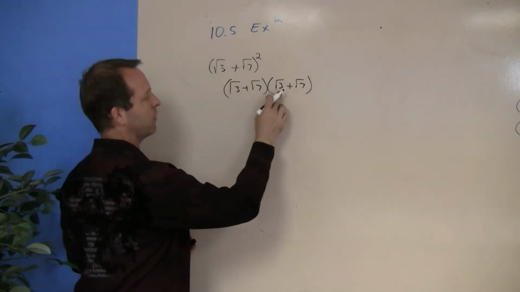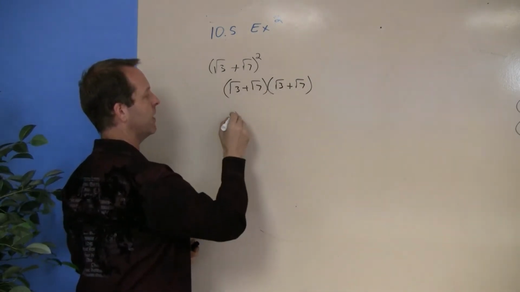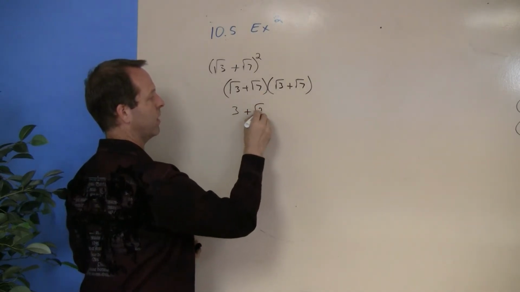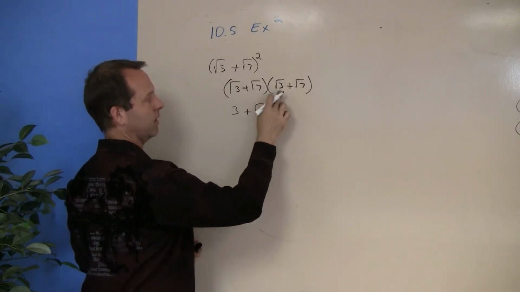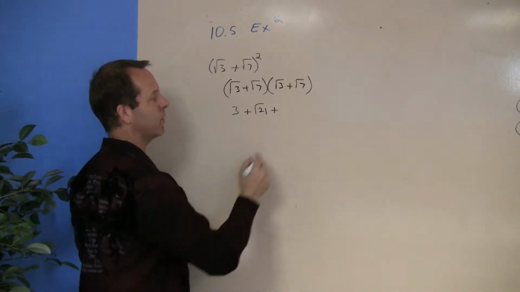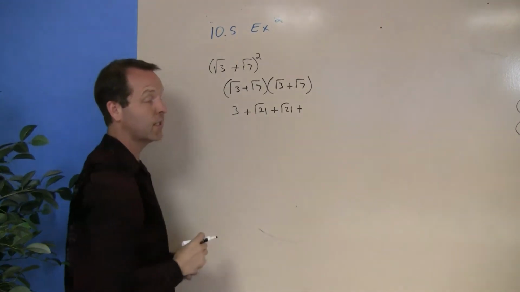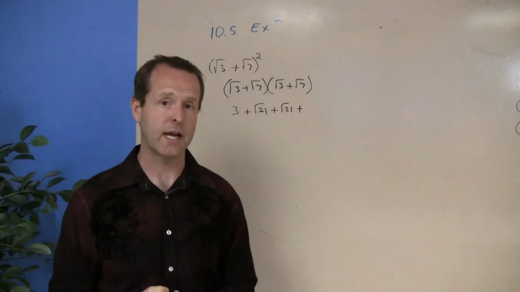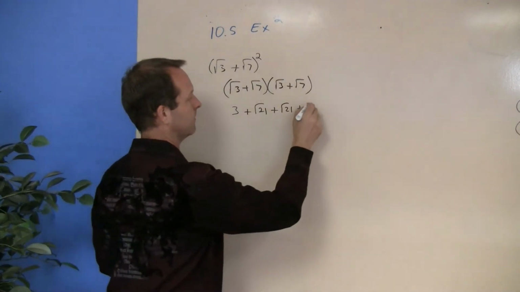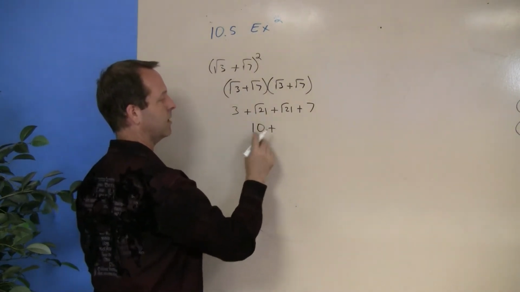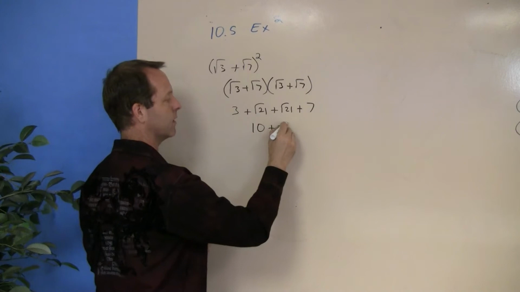So first term times first term, root 3 times root 3 is a 3. Outer terms gives me a root 21. Inner terms, root 7 times root 3 gives me a root 21. And last terms times last, square root of 7 times the square root of 7 is 7. I can combine my like terms. So I have 10 plus 2 root 21s.